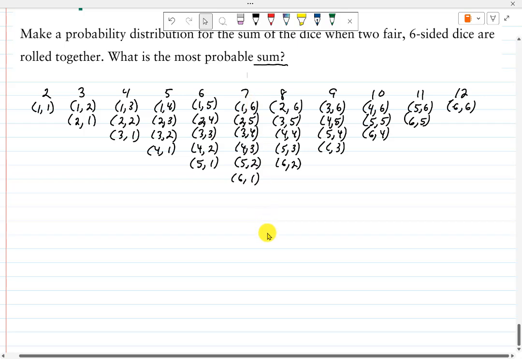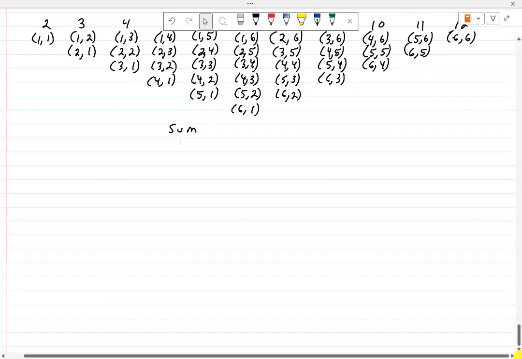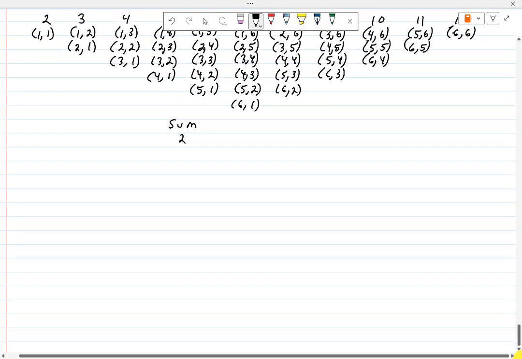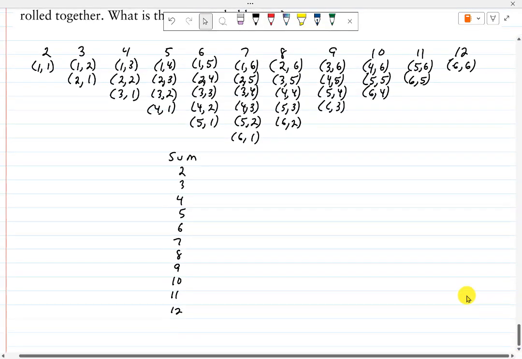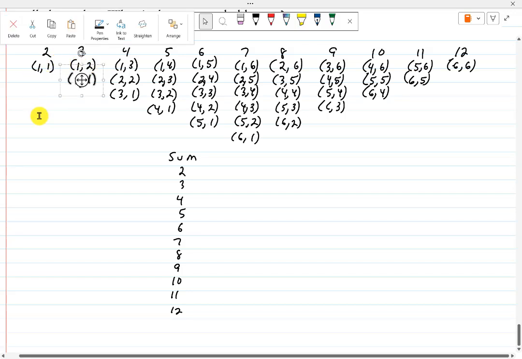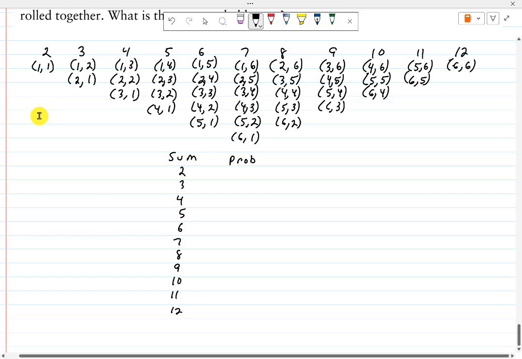So if we want to put the sum, let me make my table up like this. I'll have sum, and notice the sums can go anywhere from 2 up to 12. So let me do that: 2, 3, 4, 5, 6, 7, 8, 9, 10, 11, 12. And let me put their individual probabilities. Starting with 2, we only have 1 out of 36. So I'll put the probability over here.